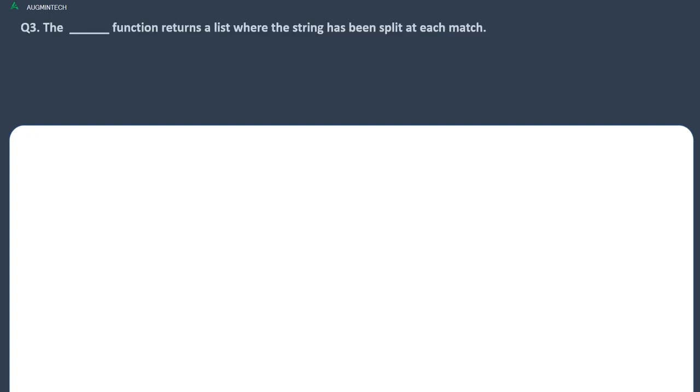Question number 3. The dash function returns a list where the string has been split at each match. Let's have a look at the options. Options are A, split method, B, search method, C, sub method, D, all the above. Pause the video and try answering this question. Now let's have a look at the answer to this. The answer is A, split. Split method or function returns a list where the string has split at each match. Your split could be anything. It could be space, it could be any delimiter, any digit, any character, anything. Now let's move to the next question.